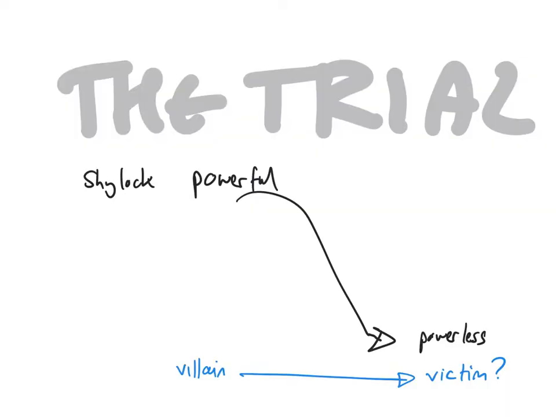We can now move on to the trial scene, in which the victim and villain sides combine. The key point with the trial is, as you might recall from the classwork, the graph we did, Shylock goes from a powerful character to one who is totally powerless, and, in a sense, goes from villain to victim. At the start of the trial, he's presented as someone who's confident of winning and confident in getting his pound of flesh. By the end of the trial, he's reduced to begging for his life.